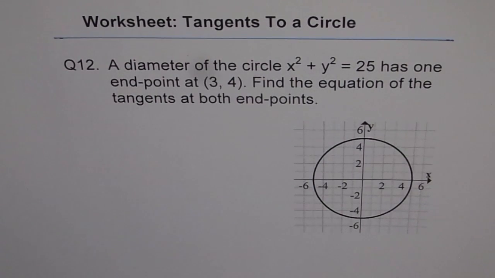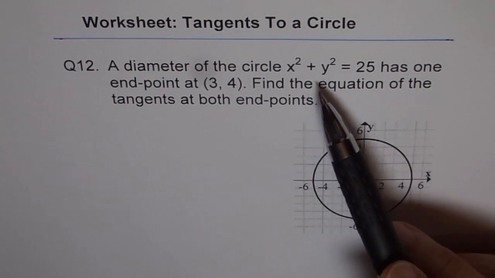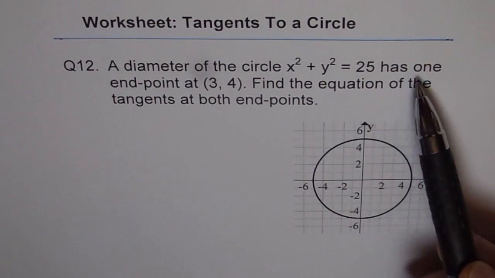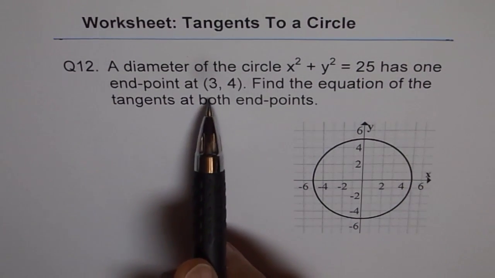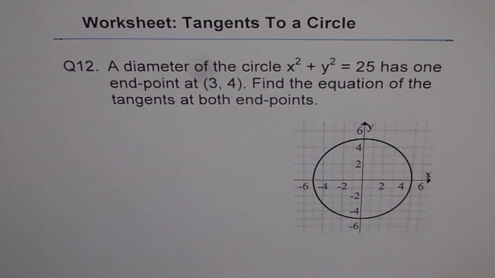Worksheet, tangents to a circle. Question 12. A diameter of the circle x squared plus y squared equals 25 has one endpoint at (3, 4). Find the equation of the tangents at both endpoints.